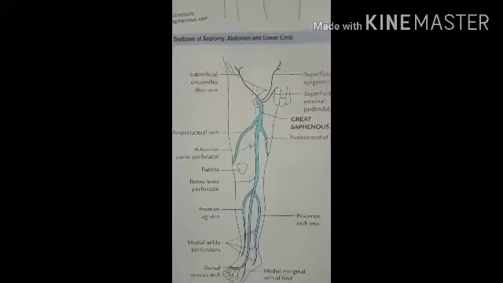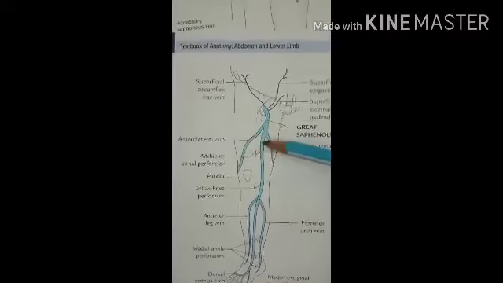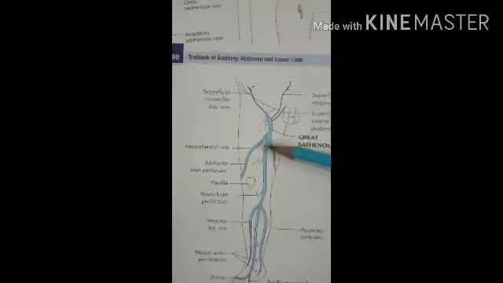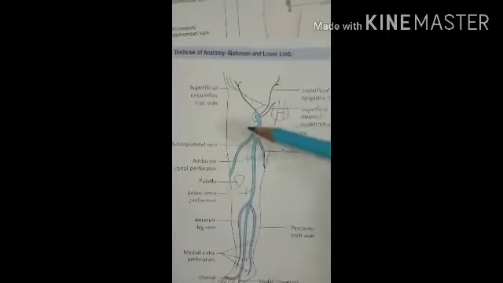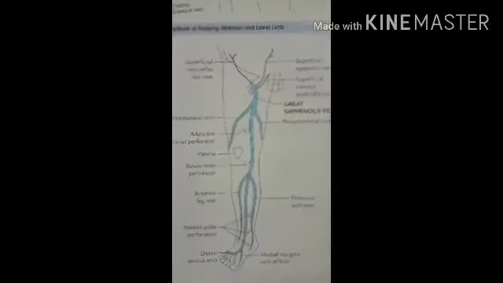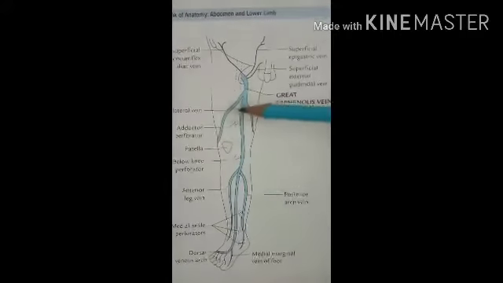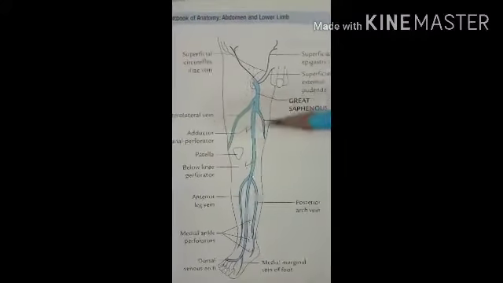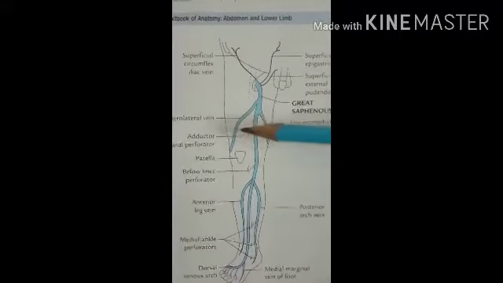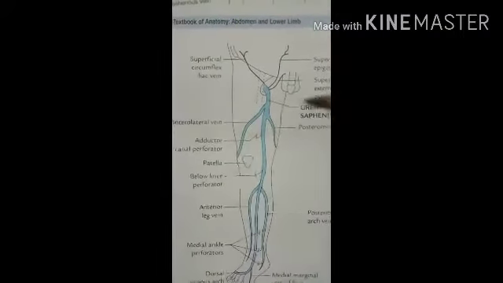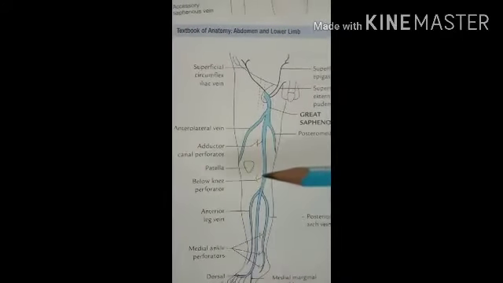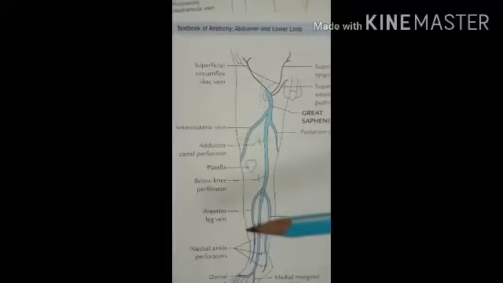Okay, after that, just before terminating into the femoral vein, the deep external pudendal vein also drains into the great saphenous vein. So in this way, these are the tributaries related to the great saphenous vein. After that, we have to see the valves of the great saphenous vein. There are about 10 to 20 valves present in the great saphenous vein.